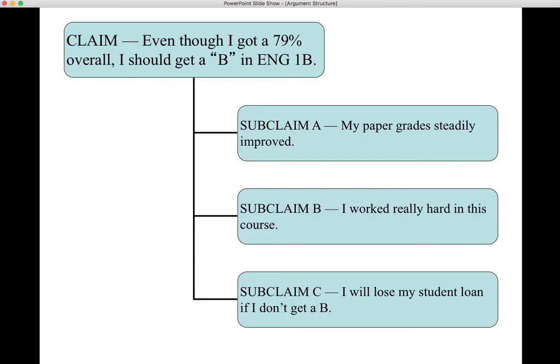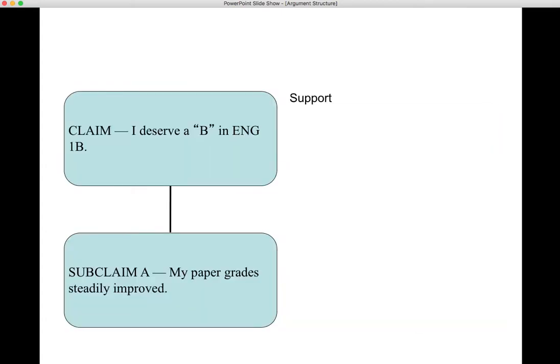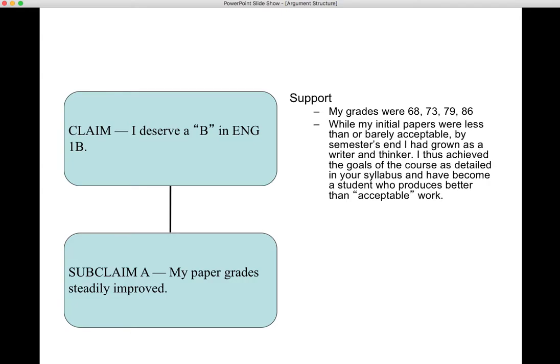First, my paper grade steadily improved. Second, I worked really hard in this course. And third, I will lose my student loan if I don't get a B. So if I've got that first subclaim, I've got to give support for it, right? So I first can show my grades were 68, 73, 79, and 86. If that's all you did, the reader would wonder, okay, so what? That's true, but why does that matter? Well, here's my explaining.